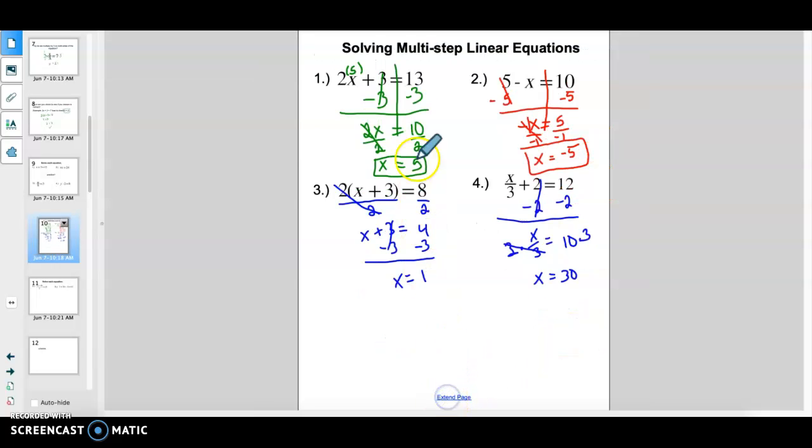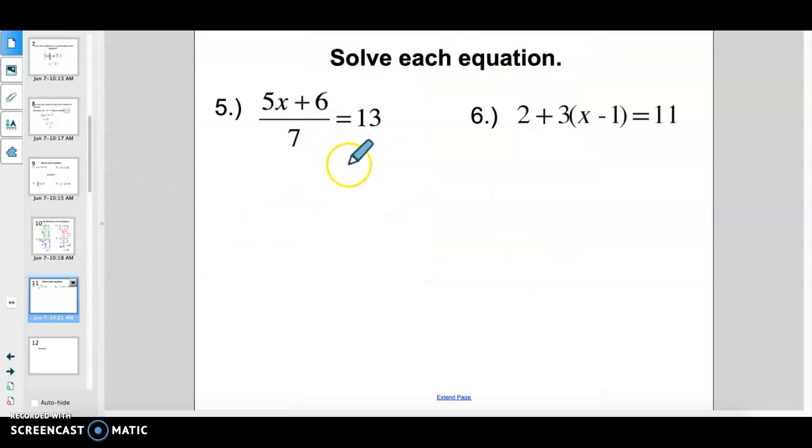Two more quick examples. Oh, clicked the wrong thing. All right, two more quick examples.